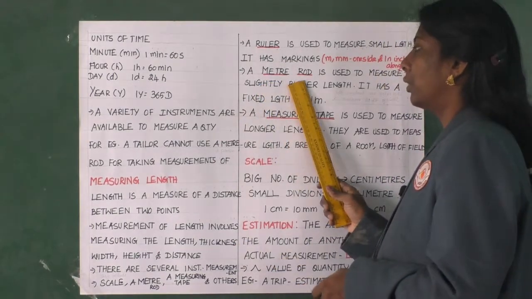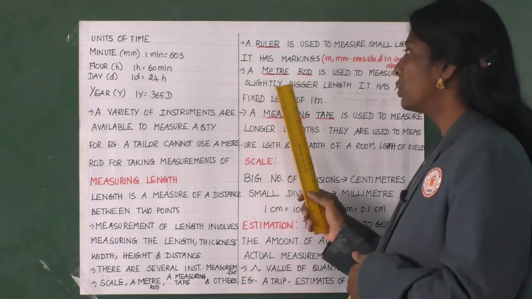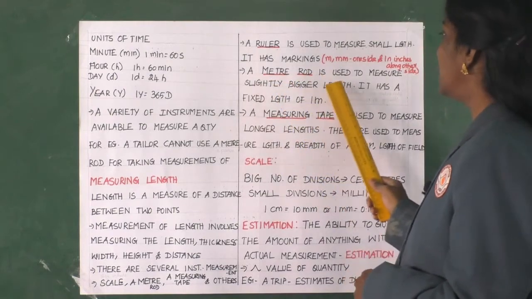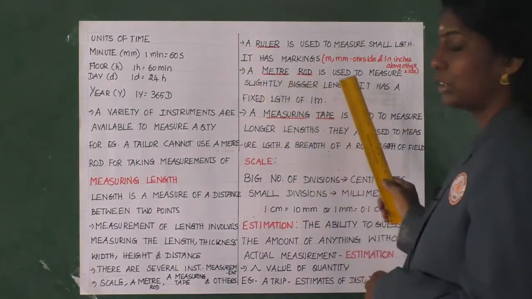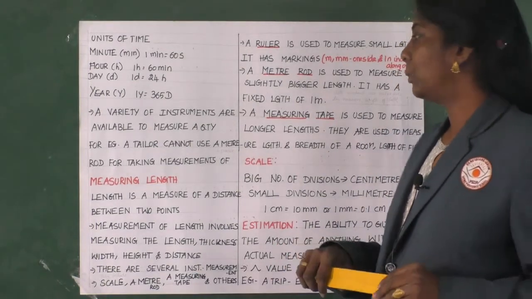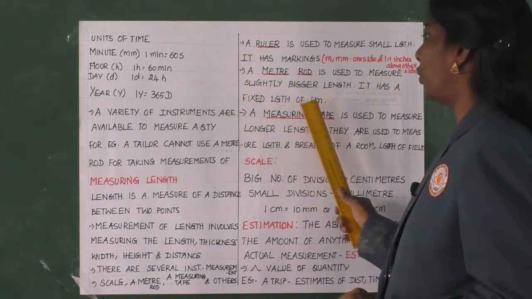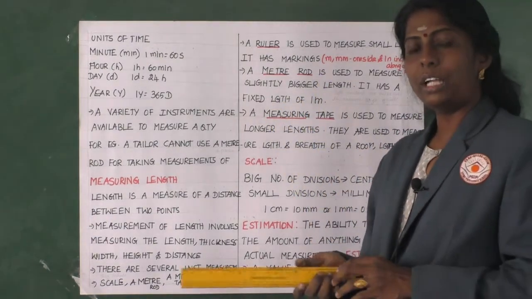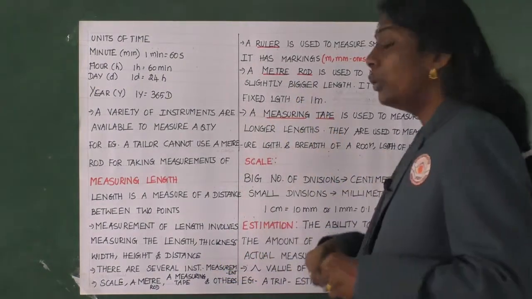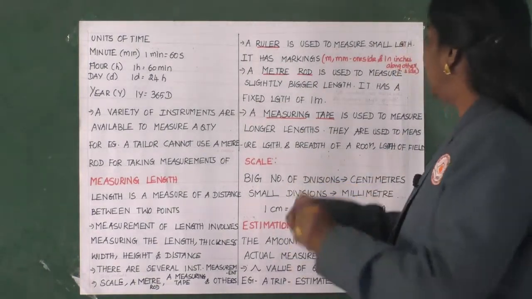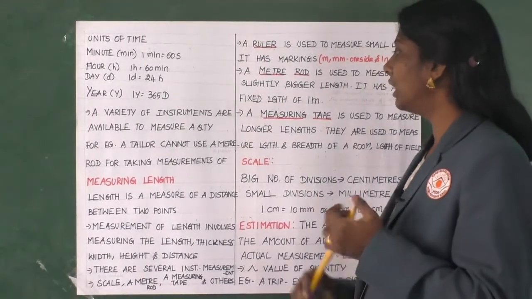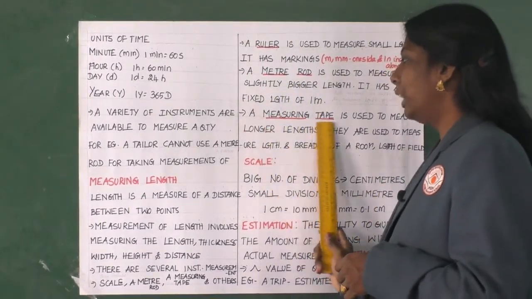Then a meter rod. What is this? Who will use this? Generally tailors use this meter rod. A meter rod is used to measure slightly bigger lengths. Tailors generally use this meter rod to measure the length of the fabric. It has a fixed length of 1 meter. So generally cloth merchants use meter rods to measure the length of the cloth. Clear children? Yes.